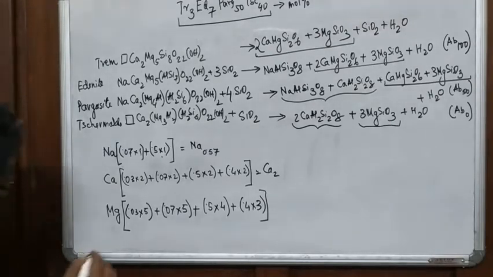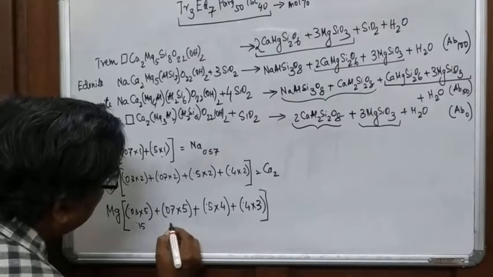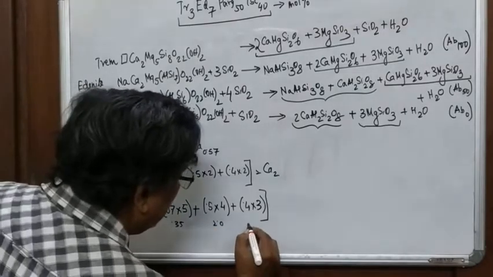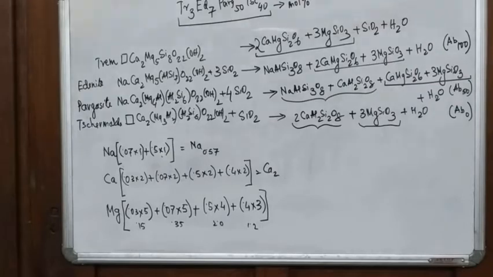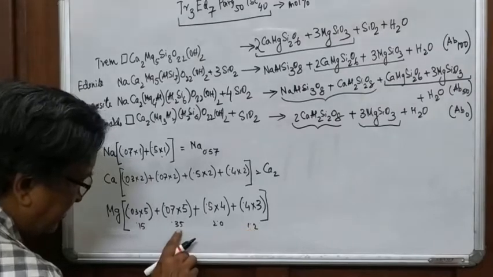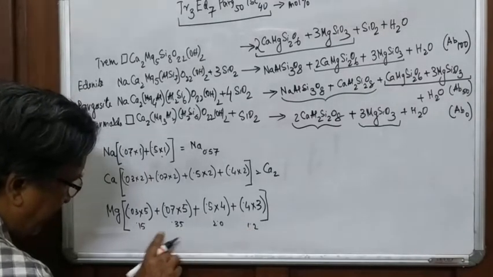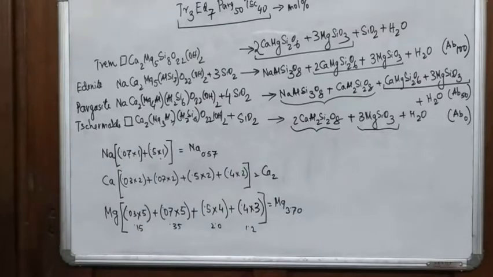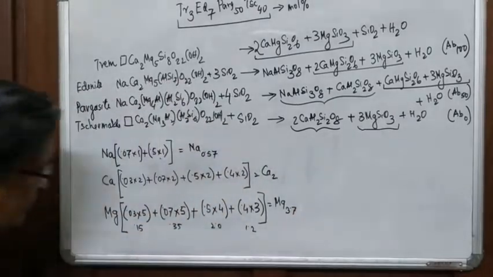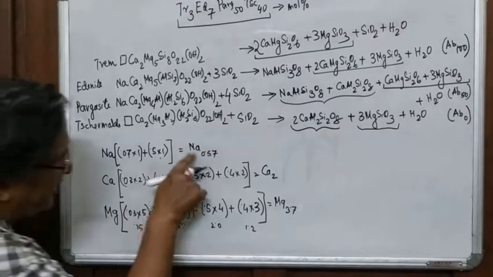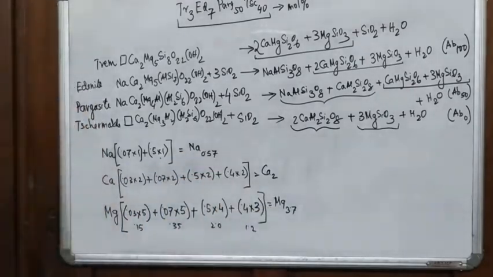Can you tell me how much it comes to? This will be 0.15, this will be 0.35, this will be 2.0, and this will be 1.2. This is how it will be. So 2.0 plus 1.2, 3.2, 3.2 plus 0.35 is 3.55 plus 0.15 is 3.70. Is that right? Just check it out. Yes, 3.7. So magnesium is 3.7. Right? So now sodium is 0.57, calcium is 2, magnesium is 3.7 for the full amphibole.